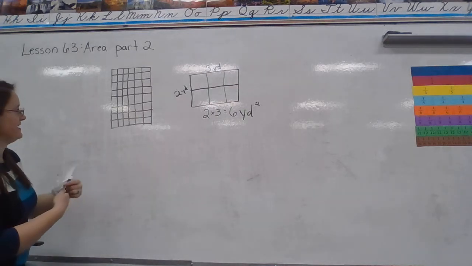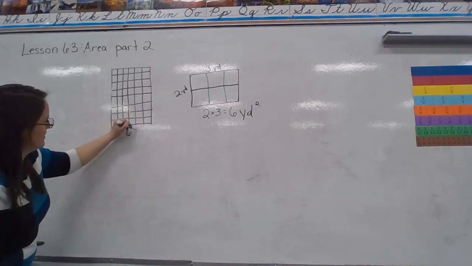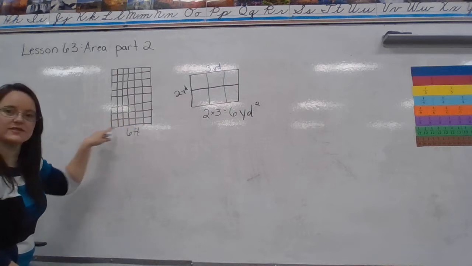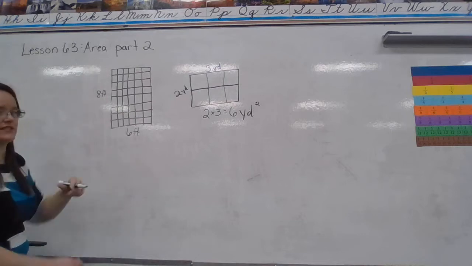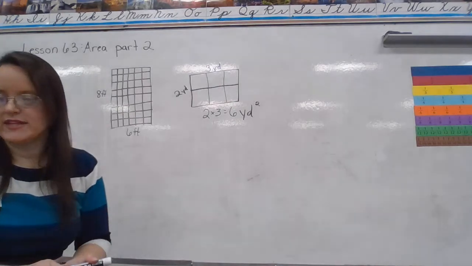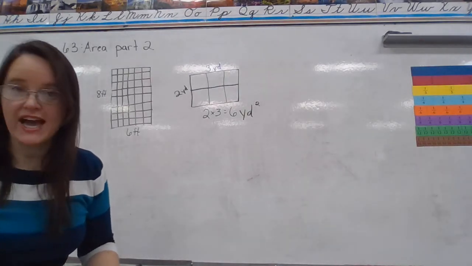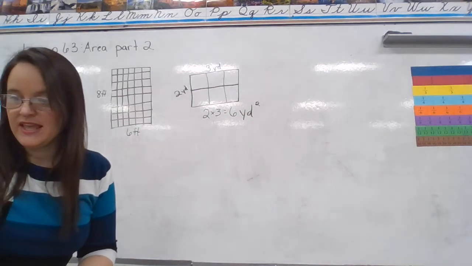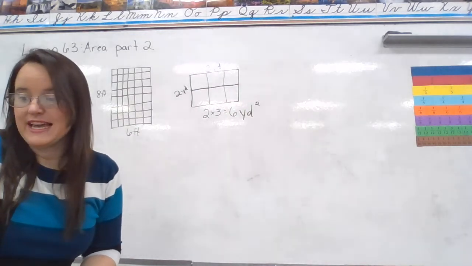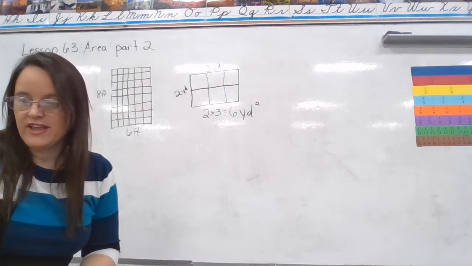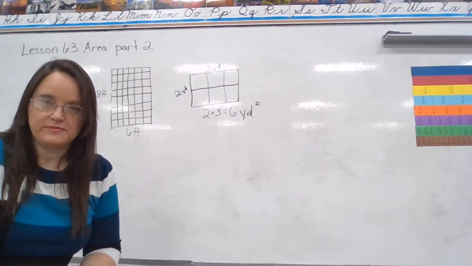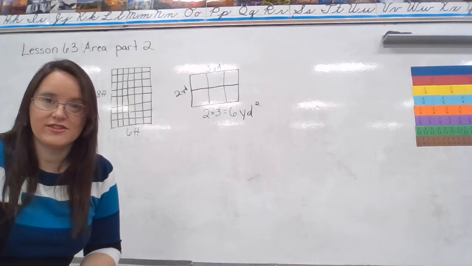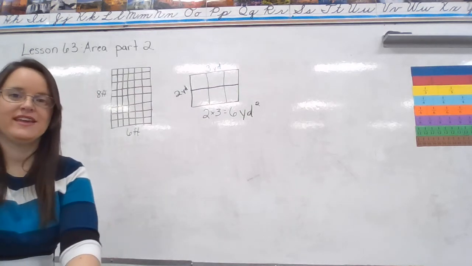now we have 6 1-foot tiles going this way and 8 1-foot tiles going this way. And the question says, how many tiles cover the room? Or, I'm sorry, how many tiles cover the whole floor? And what is the area of the room? Put me on pause so that you can figure that one out on your own.